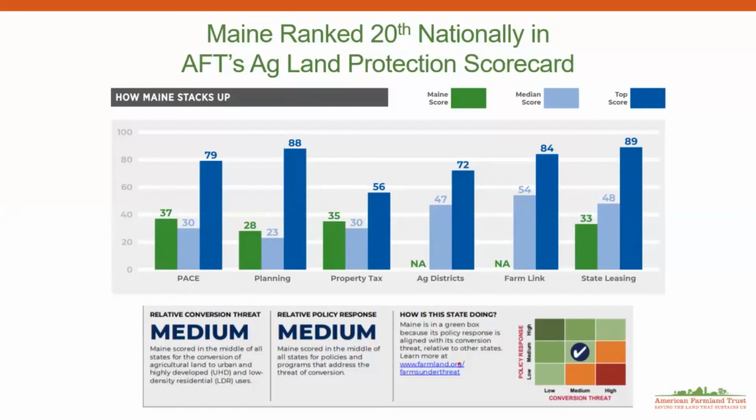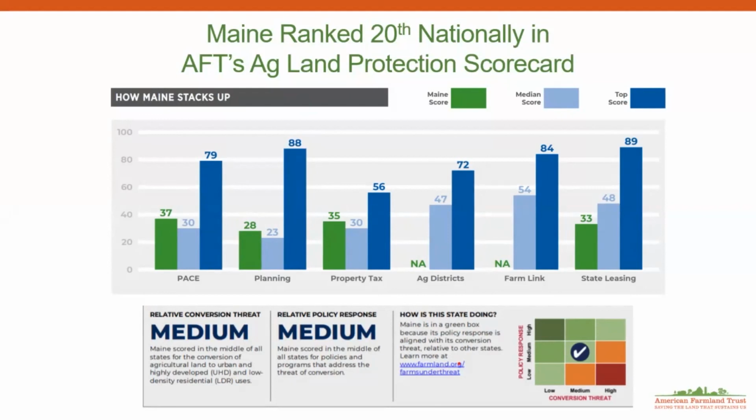Thank you, Megan. We also looked at state policies and conducted research on them and created what we call the Ag Land Protection, or ALP, scorecard. This chart on top shows how Maine stacks up. On the bottom, you see that you have basically a medium threat of conversion and a medium policy response. We looked at six Maine policies that have been enacted in at least 10 states.